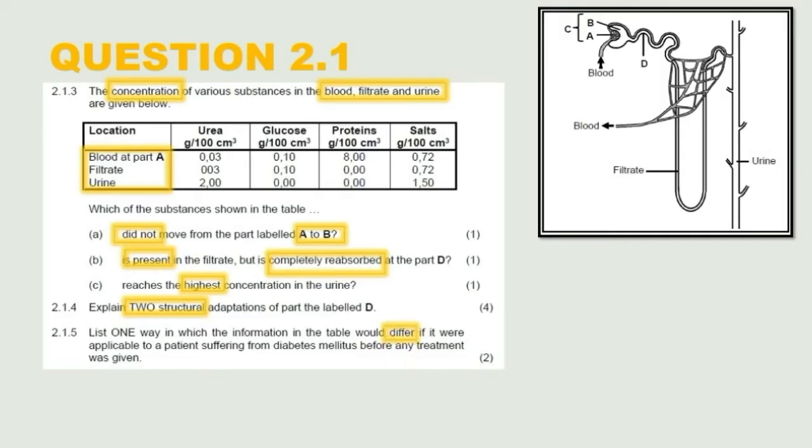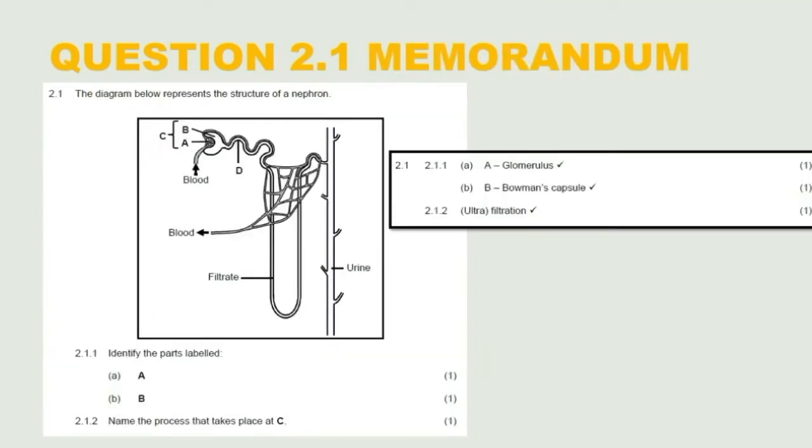Let's have a look at question 2.1.5. They say list one way in which the information in the table would differ if it were applicable to a patient suffering from diabetes mellitus before any treatment. Remember that this section is regarding a healthy person versus someone that has diabetes mellitus. So what would be the difference? They say list one way, but please note that it was a 2-mark allocation.